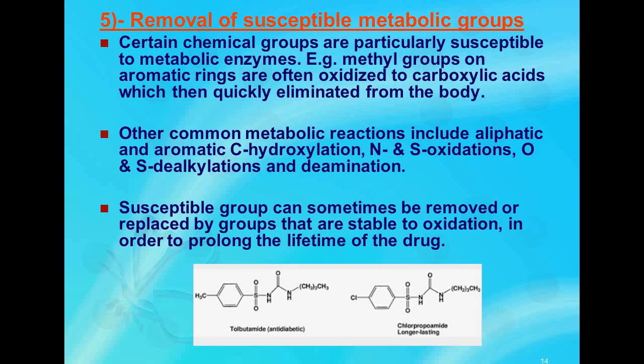Susceptible groups can sometimes be removed or replaced by groups that are stable to oxidation in order to prolong the lifetime of the drug. Example, this methyl group of the drug tolbutamide, which is an anti-diabetic drug, was replaced by a chlorine atom to give chlorpropamide, which is much longer lasting, and the replacement of the susceptible ester in the cephalosporins like cephaloridine and cephalexin are other examples.